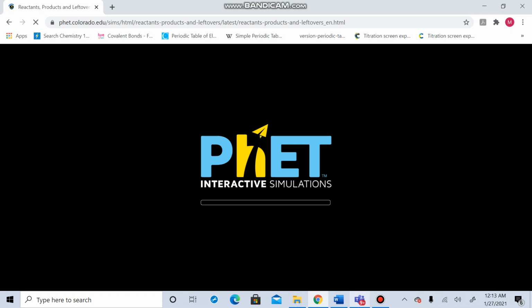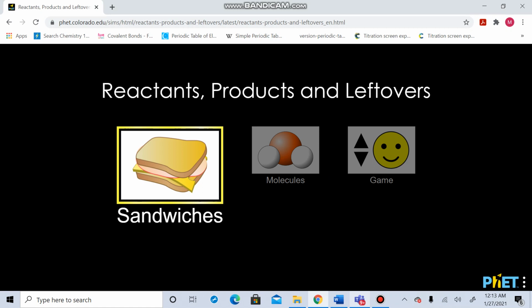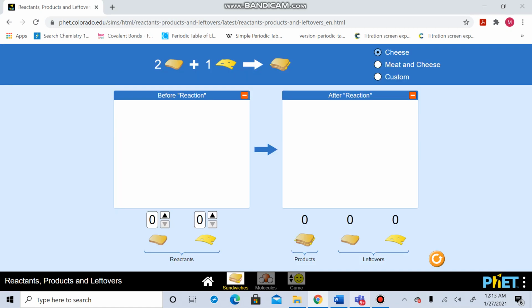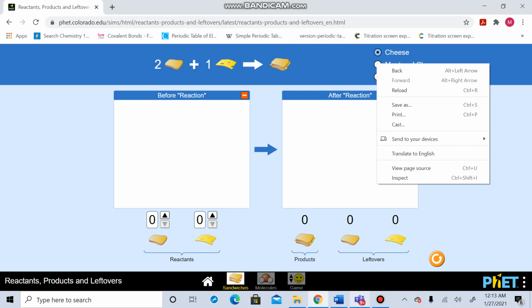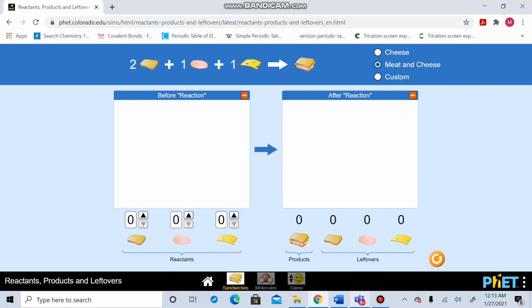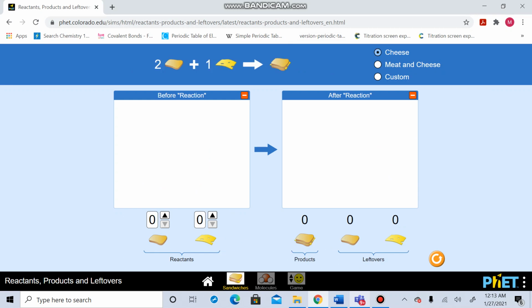So once I click, it's going to take me into a page that has 3 options: sandwiches, molecules, and a game. So I'm going to click here on the sandwich. You can see that here they're putting 2 bread plus 1 cheese gives you a sandwich. As if this is your reaction, you have here the cheese, or meat and cheese, or custom, and then here you have the reactants and products and leftovers.